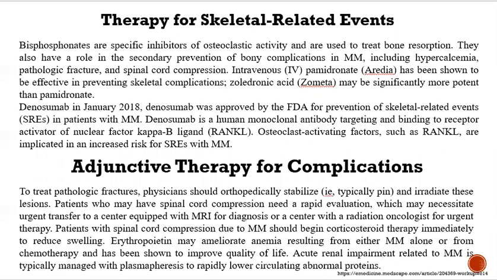Bisphosphonates are specific inhibitors of osteoclastic activity and are used to treat bone resorption. They have a role in secondary prevention of bone complications, including hypercalcemia, pathological fracture, and spinal cord compression. Intravenous pamidronate has been shown to be effective in preventing skeletal complications. Zoledronic acid may be significantly more potent than pamidronate.